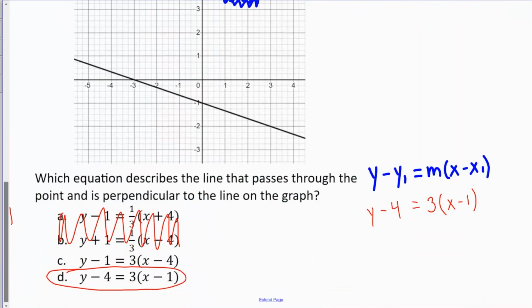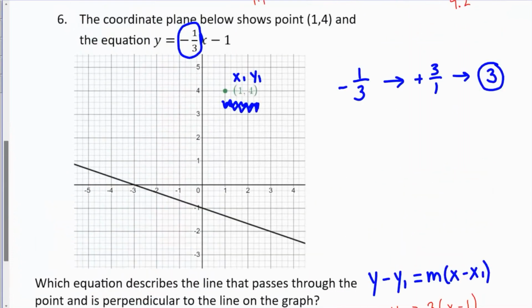Now, if I wanted to see what this would look like, I would start at my (1, 4), and I would use my slope, 3/1, which is the same as up 3, right 1, or down 3, left 1. So from here, I'd go down 1, 2, 3 to the left 1. If I connect my dots, that would give me a straight line that intersects, forming a 90-degree angle. And that is my perpendicular line.